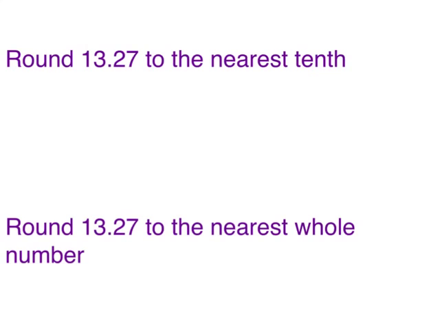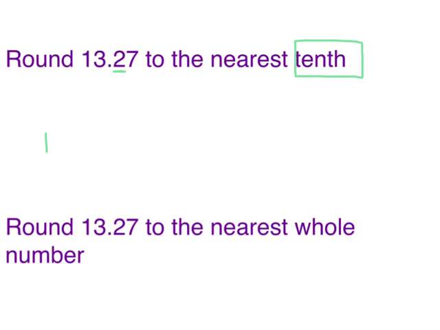Round 13 and 27 hundredths to the nearest tenth. Remember, when I'm rounding, knowing which place value I'm rounding to is most important. I'm rounding to the tenths place in this example. What digit is in the tenths place? The 2 is in the tenths place. Now I need to determine which two tenths this number falls between.